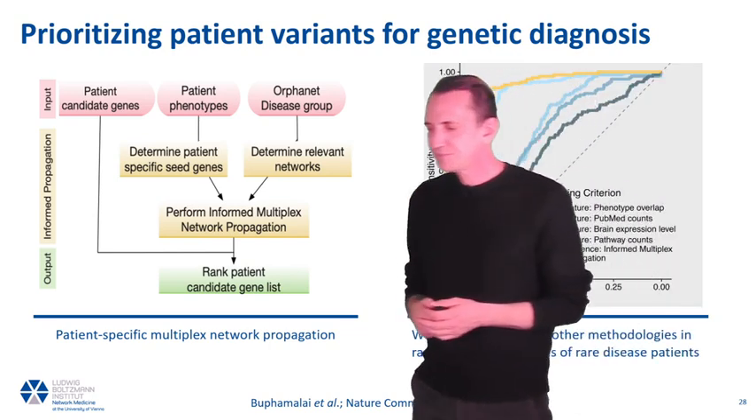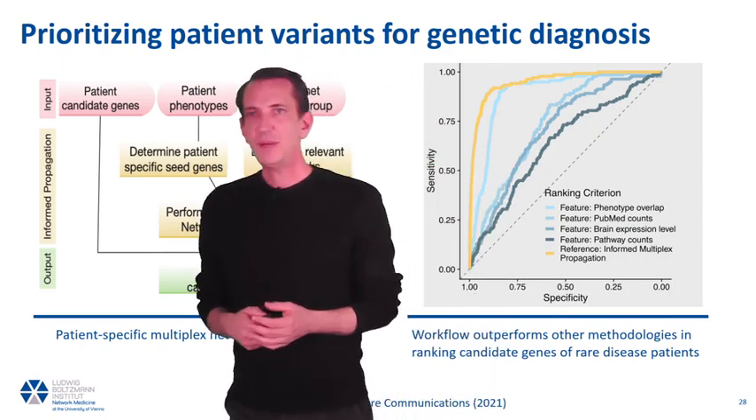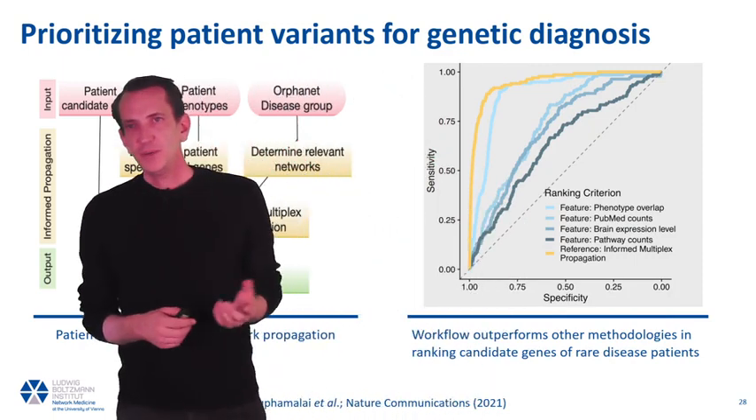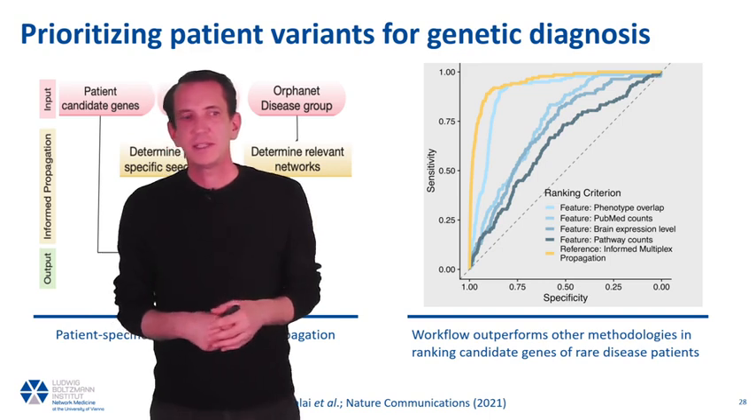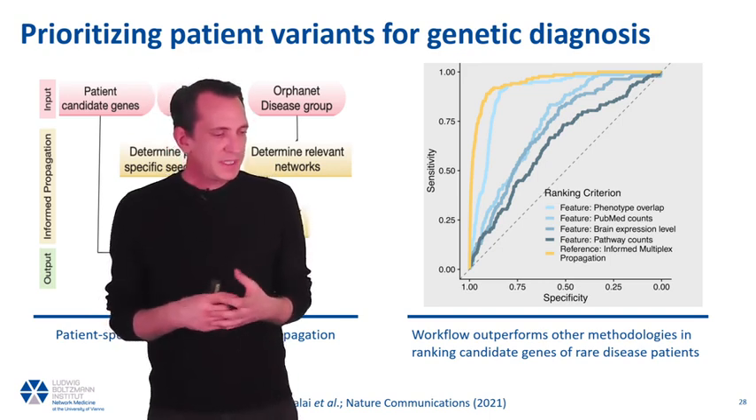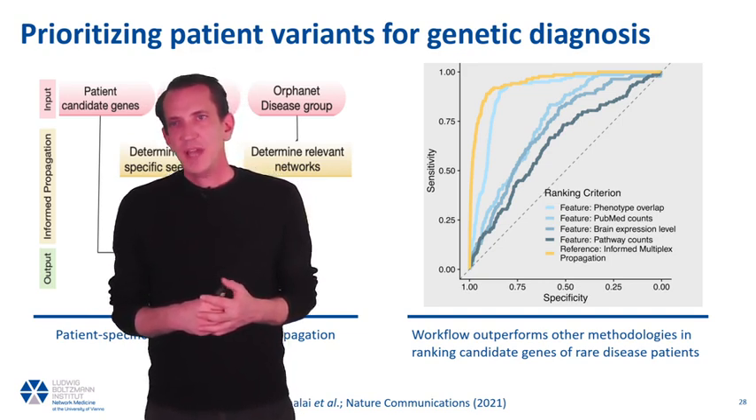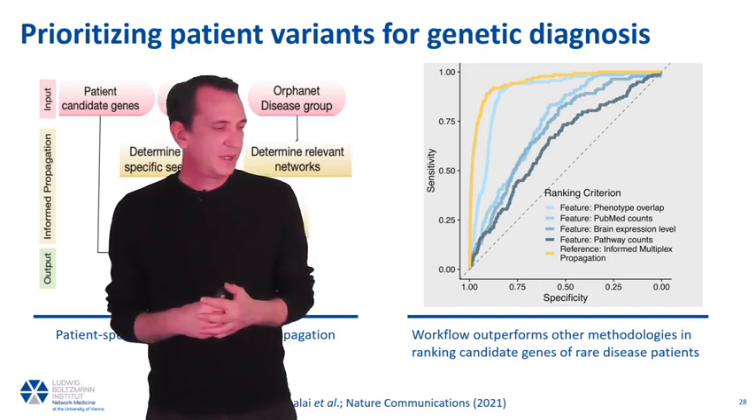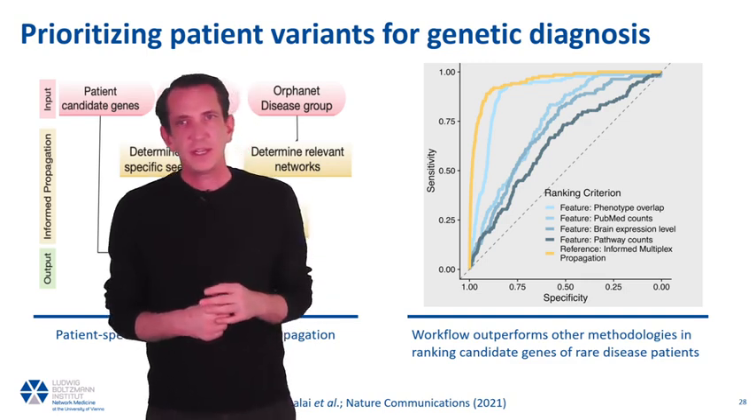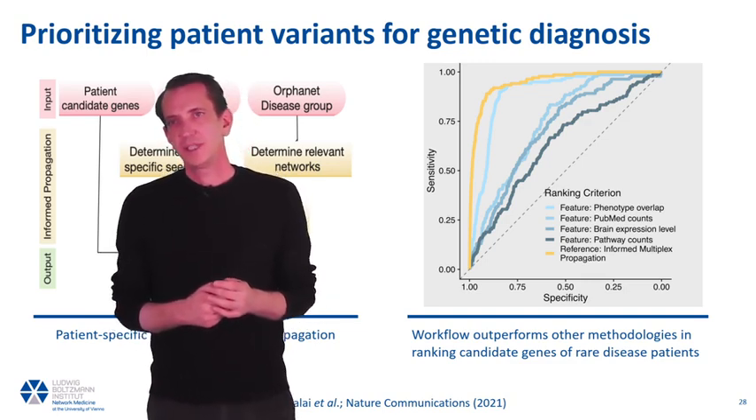And what this plot very briefly summarizes is that using really the specific network layers that are affected in this multiplex system greatly improves the accuracy of the ranking of different candidate genes in our system.